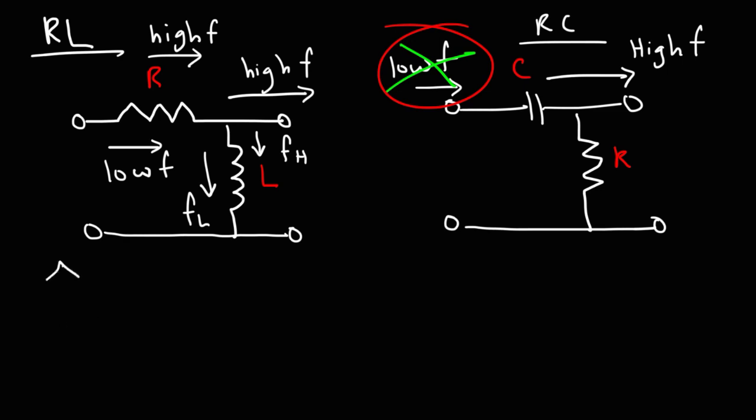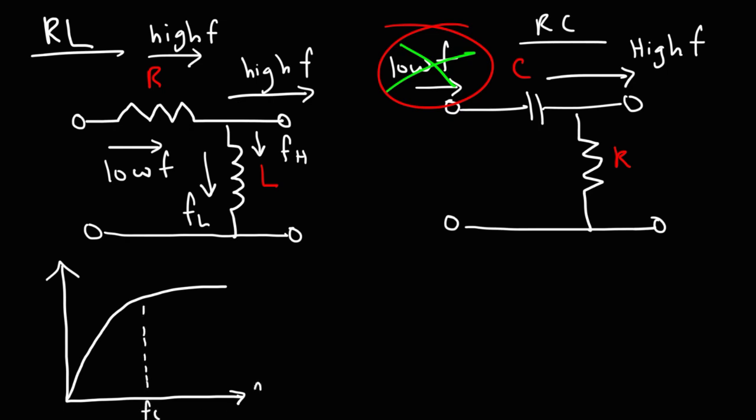Now the RL high pass filter has a graph that is very similar to the RC high pass filter. So this is the cutoff frequency. And the formula for the cutoff frequency is R over 2 pi L. So it's very similar to the RL low pass filter. The formula is the same to calculate the cutoff frequency.